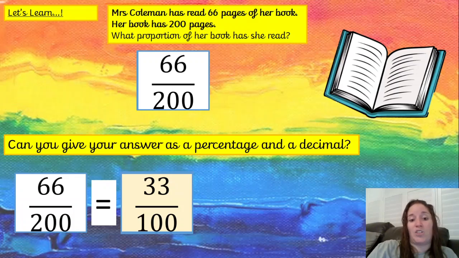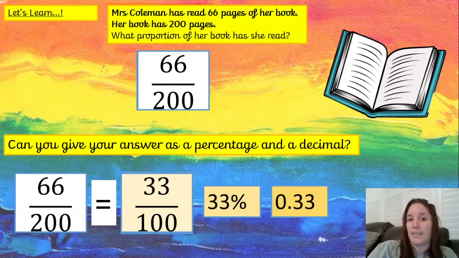Now I've got a fraction over 100, so I can answer that as a percentage. So 33 hundredths is 33%. And what's it going to be as a decimal? 0.33. Well done if you followed along.